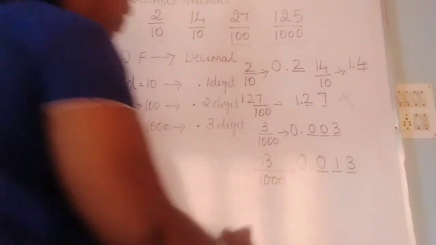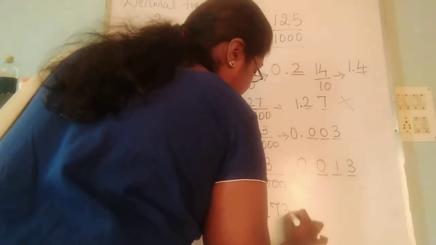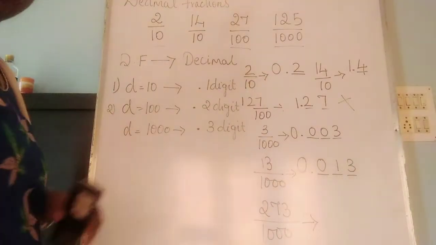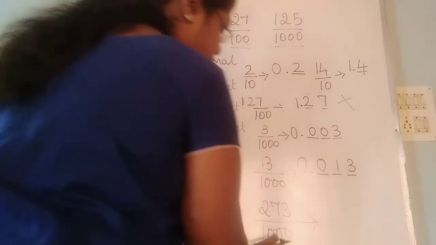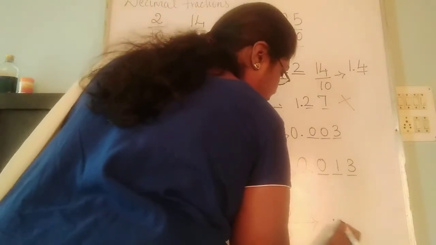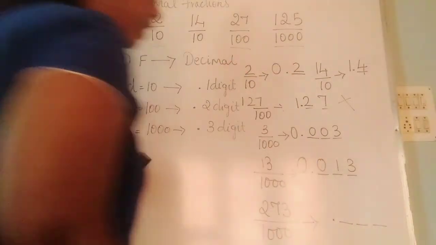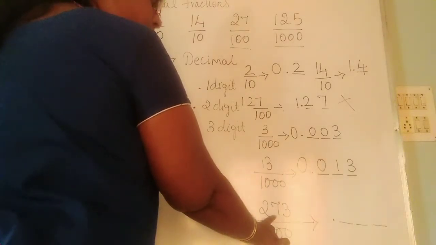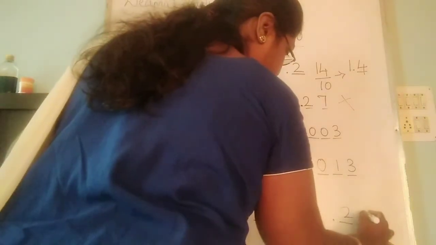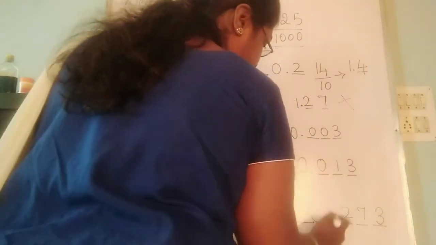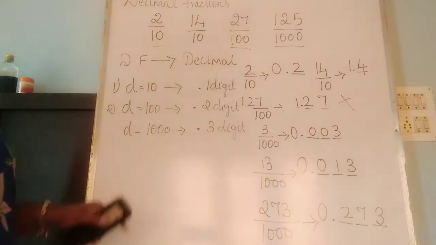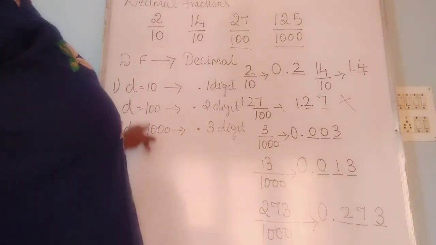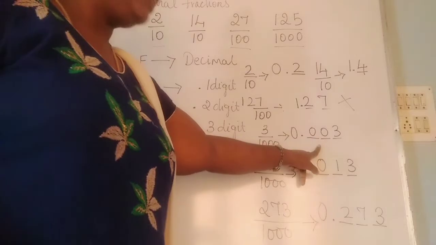Now for example, take if your number is 273 by 1000. So your denominator is 1000. So after the point you should have 3 digits. So write down the numerator. What is our numerator? 273. We have 3 digits here. So write down 2, 7 and 3. And here in the whole part you will be having 0. 0.273 is the answer. So this is how you need to follow the criteria to convert the decimal fraction into the decimal.